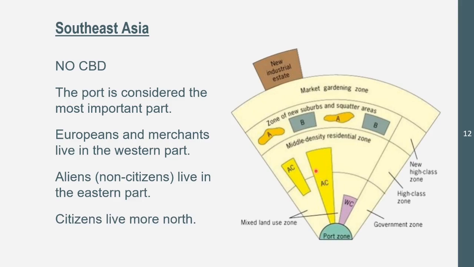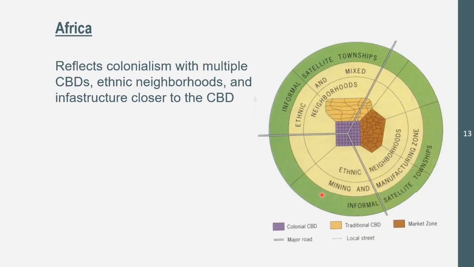And then the citizens are going to live up north, in suburbs, squatter settlements, market gardening, and industrial estates and stuff like that. And then, of course, the wealthy, the Europeans, are going to live closer. The government's going to live closer to regulate the ports, regulate those imports and exports. Europe did this so they can make money, maximize those profits. So the government's going to be closer to the port. The high-class residents are going to live closer to the port as well, because it's the most important part of the city. It's the star. And yeah, that's Southeast Asia.